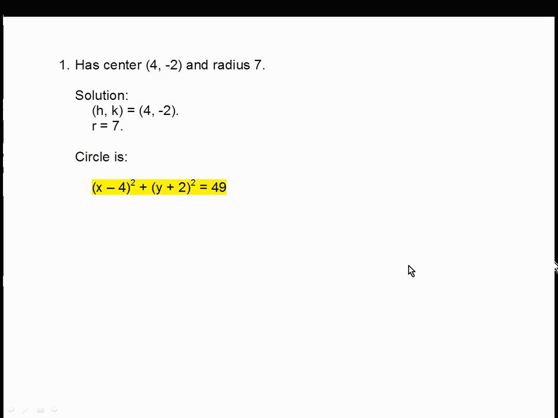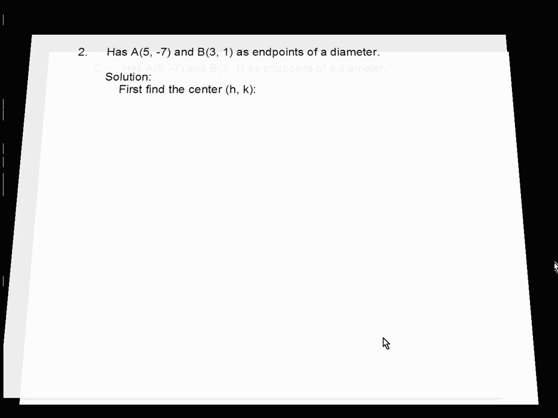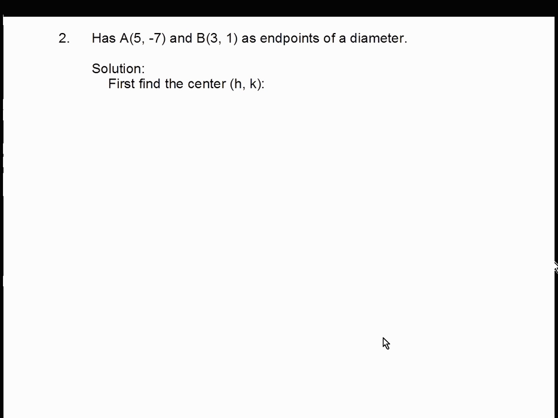So somehow, some way, we've got to get center and radius. Number 2. It has (5, -7) and (3, 1) as endpoints of a diameter. So I've got the endpoints of a diameter. I need (h, k) and the radius. Technically, the radius squared. So let's first find the center (h, k). Remember, I've got the endpoints of a diameter. The middle of that diameter is the center, midpoint formula.